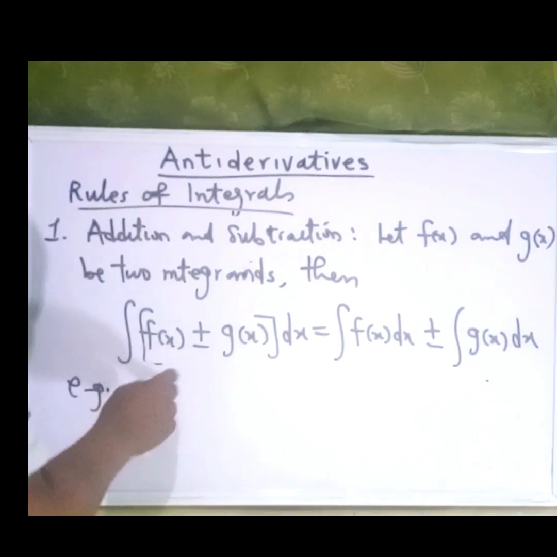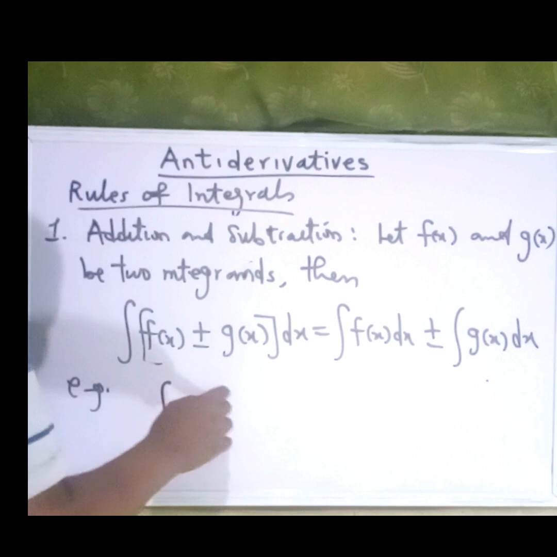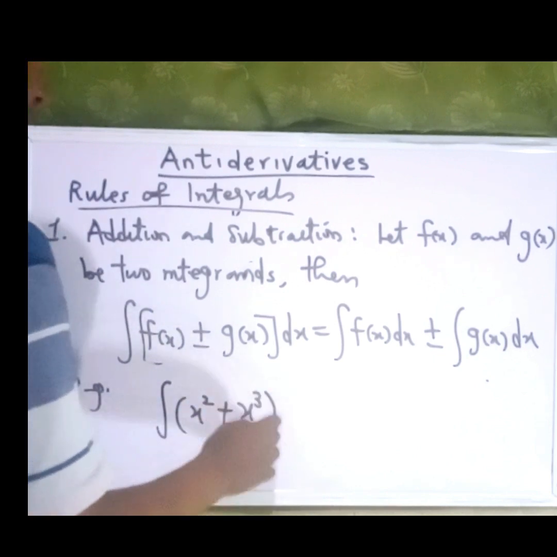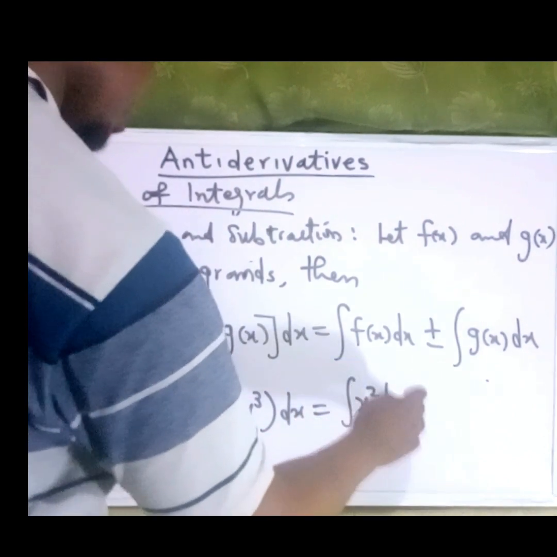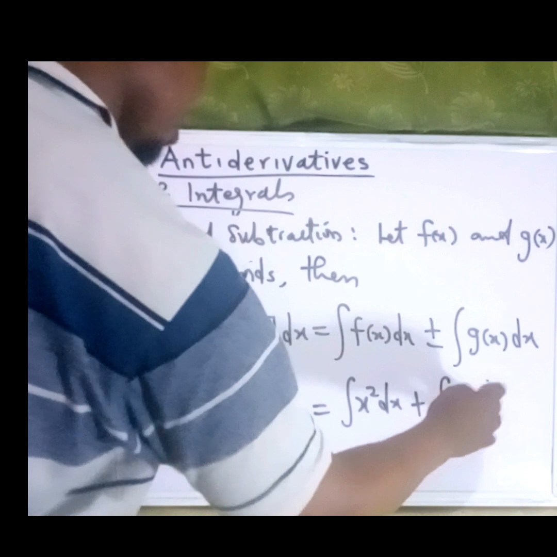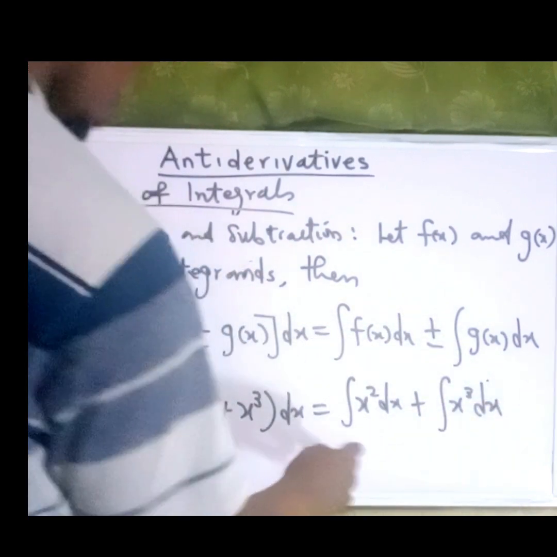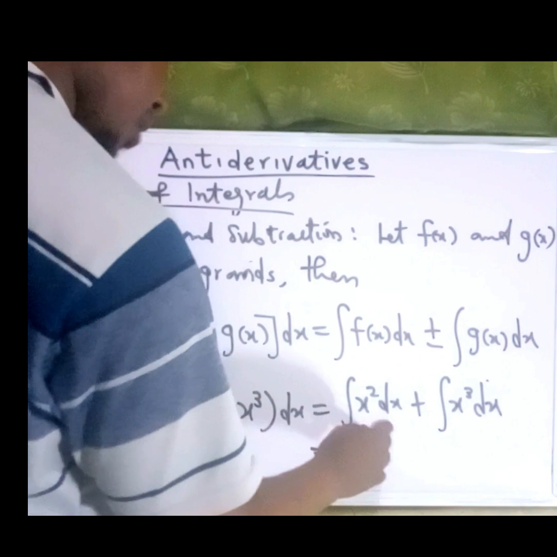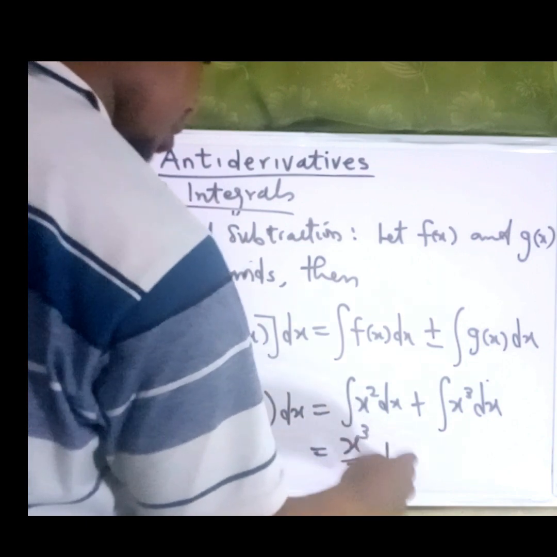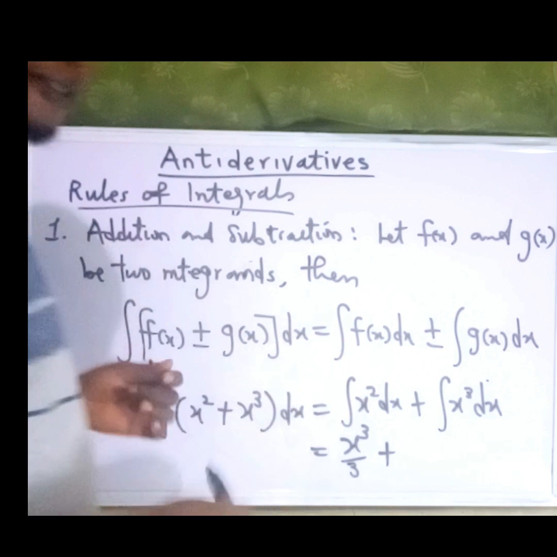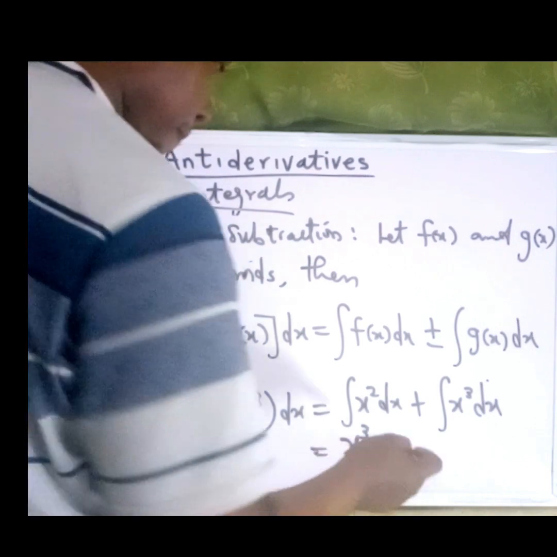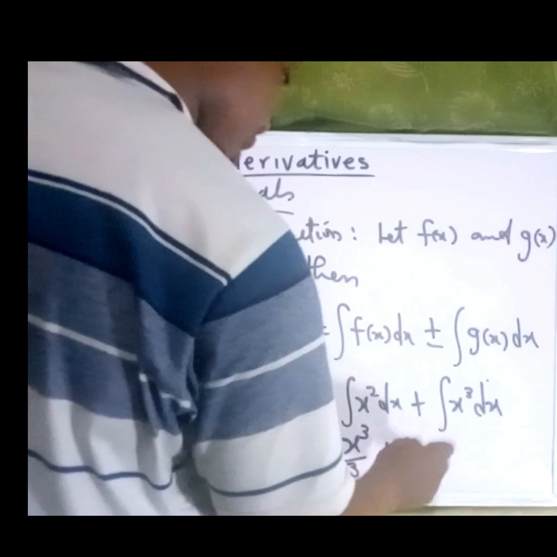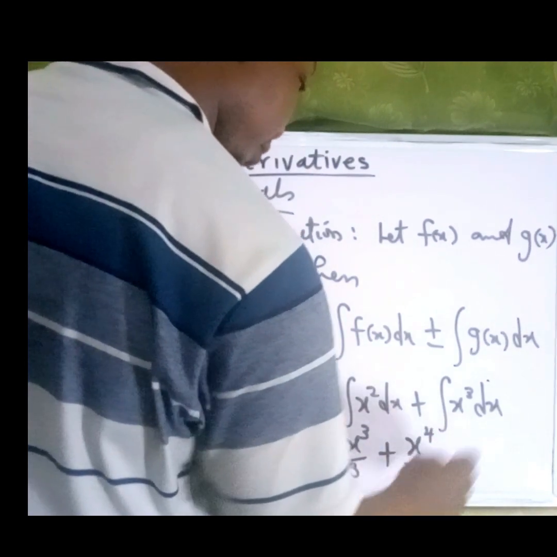Also if you have to integrate the function x squared plus x cubed dx, similarly, this means integral x squared dx plus integral x cubed dx. And this is equal to x cubed over 3. That is when we apply the rules under the table we showed earlier, this will be this, and this will be x to the power of 4 over 4 plus c.